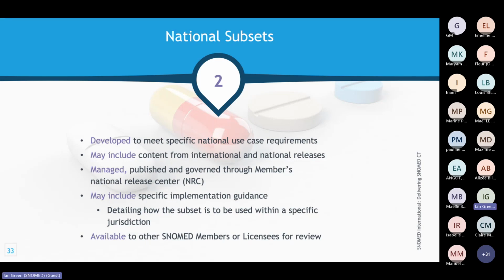If you're going to create a national subset, you've got to manage it and publish it, and it has to be managed through the National Release Center. You have a way of nationally managing and publishing it. When I look around countries, specifically in Europe that I look after, a lot of them come out with specific implementation guidance, so they tend to be linked to something else. They're obviously available to people in France, if you're talking about France. But they're also available to review by other SNOMED member countries and licensees. So you can share some of the derivatives and subsets from Germany, from Belgium, from Spain, wherever you like.